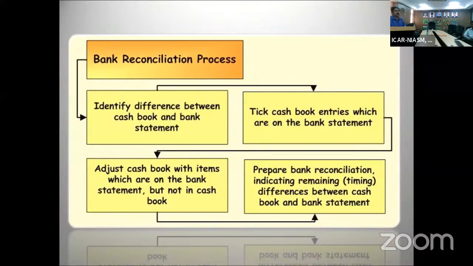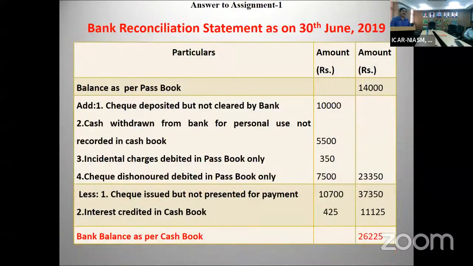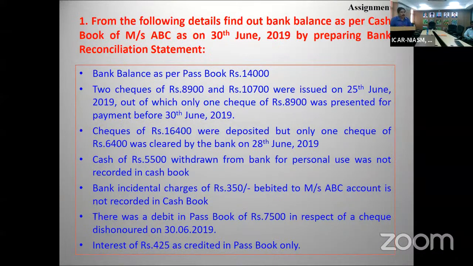So again, these are theoretical, as I discussed. The process of preparing the BRS is to identify the difference between the cash book and the bank statement. How do you identify? You just match all the entries. Each and every entry of the cash book has to be matched with each and every entry of the bank statement. If some entries are not matching, then you have to identify those entries, and accordingly you can prepare the BRS.